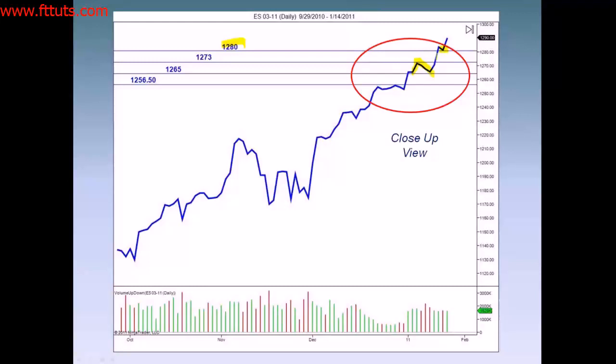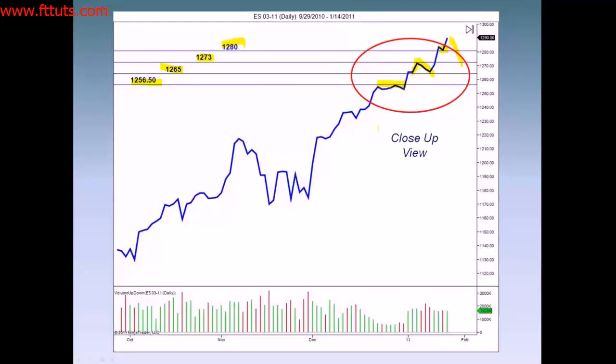But then they came back up again. So what was once resistance is now going to be a support level for us as prices decide to come back down. So 1273 would be my next support level down. And as we continue on lower, 1265 is the number that we would be looking at. And 1256.50 is the next level after that right here.